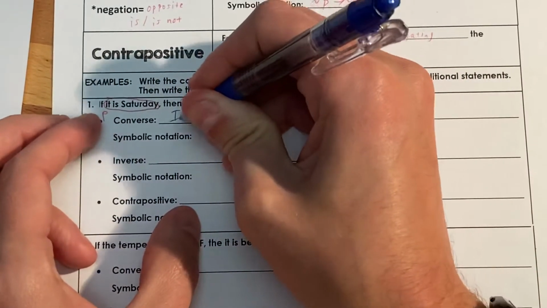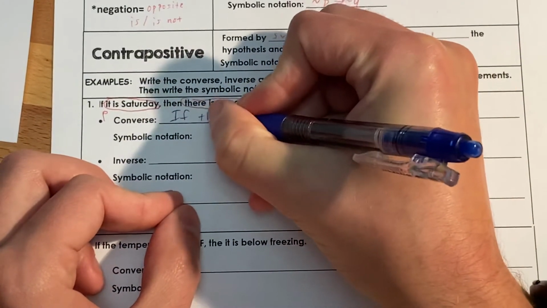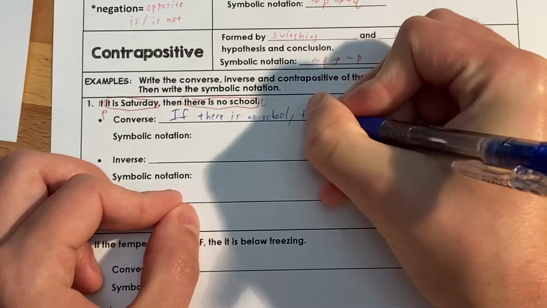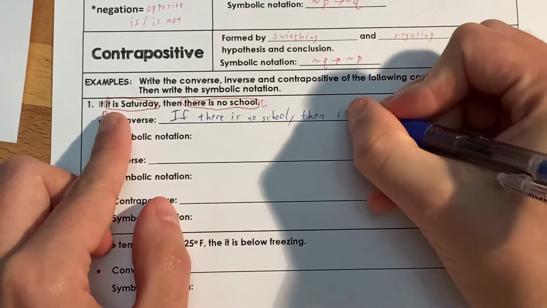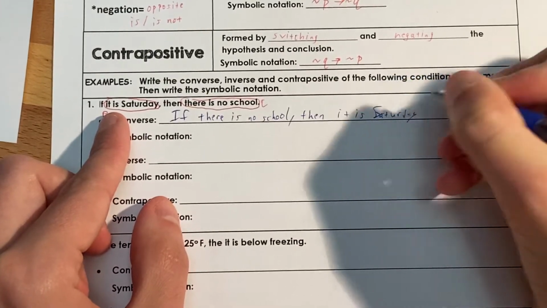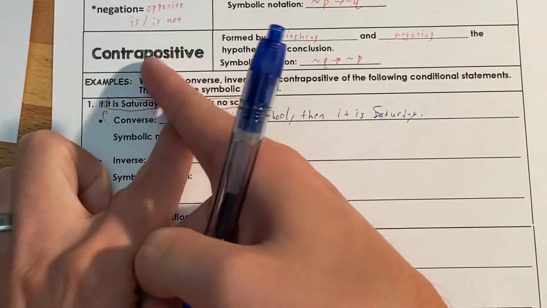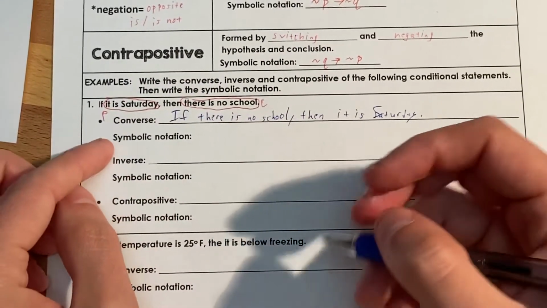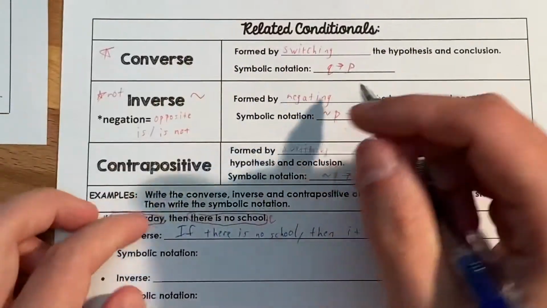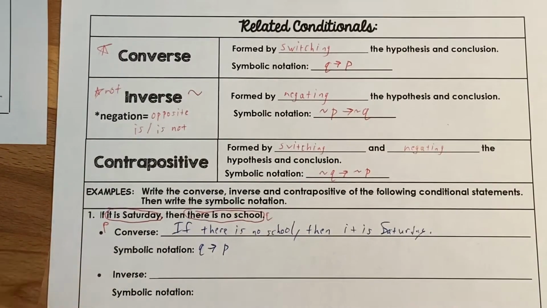I'm just going to do that. It is still the whole if thing, and then over here there's going to be the then. But if there is no school, then it is Saturday. And that's it. You switch the two. Saturday is now on the right side, no school is now on the left. Symbolic notation, as we said up here, it's just Q and then P. Q, arrow, P.